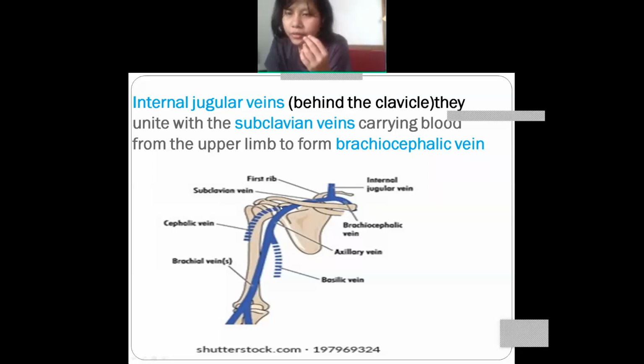Understand? The subclavian vein, which lies just behind the clavicle, also known as the beauty bone, and the internal jugular vein, which is this, will come together, unite together, and carry the deoxygenated blood, that is the venous blood, and form another vein known as the brachiocephalic vein, which is this. Is it clear about the internal jugular veins? Yes, ma'am. Okay, no doubts?